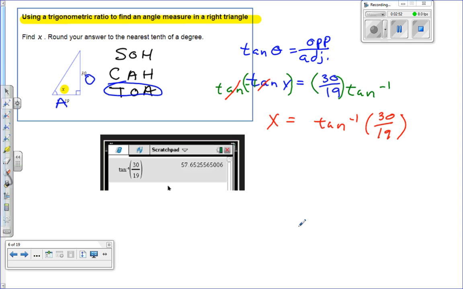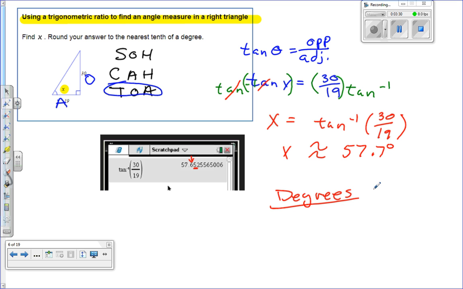It wants you to go to the nearest tenth, so that's one digit. So x is going to be approximately equal to 57 point. Notice there's a 5 there. It's a little rounding lesson. That's a 5, so that means you need to round this guy up to a 7. So 57.7 degrees. Make sure you're in degrees. If you're not in degrees in your calculator, you'll be in radians, and you'll get some kind of goofy answer. But there you go, there's your answer.